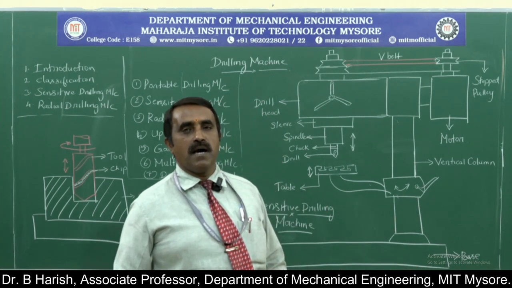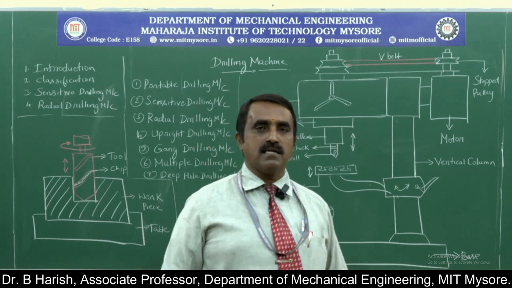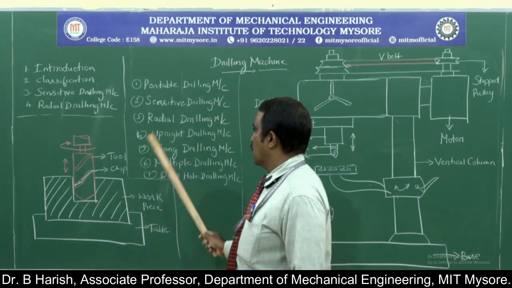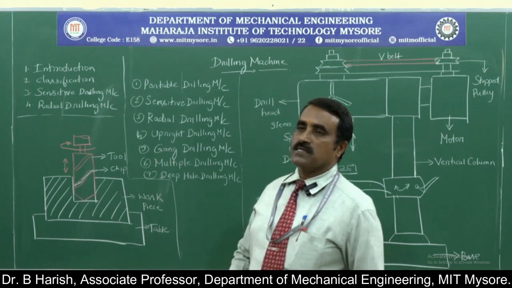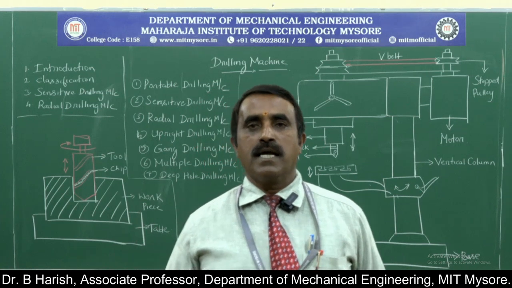With a radial drilling machine, holes up to 25 to 30 mm in size can be drilled. So that is the feature of this radial drilling machine. Then the next one is the upright drilling machine. The upright drilling machine is the improved version of the radial drilling machine.